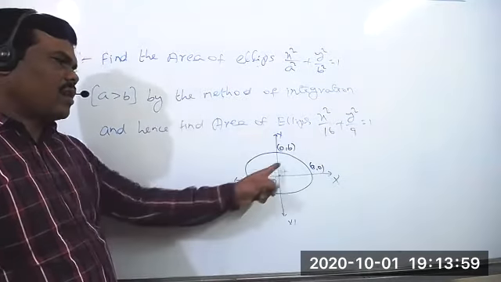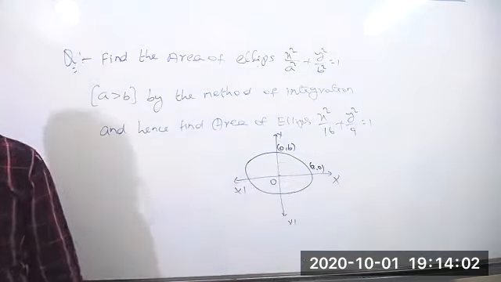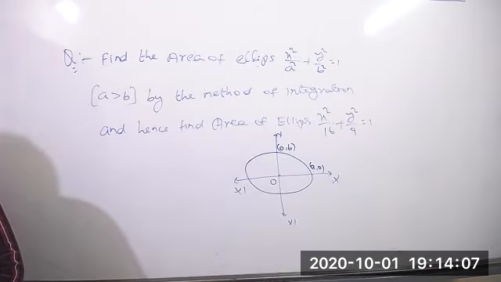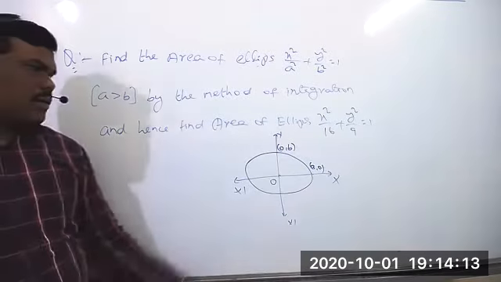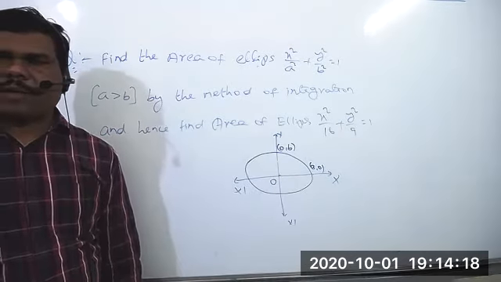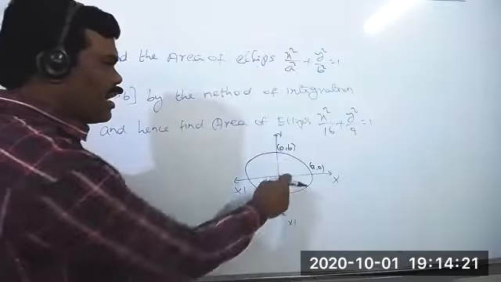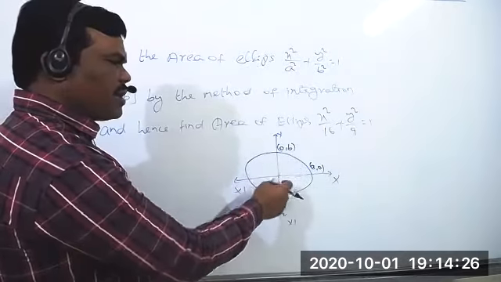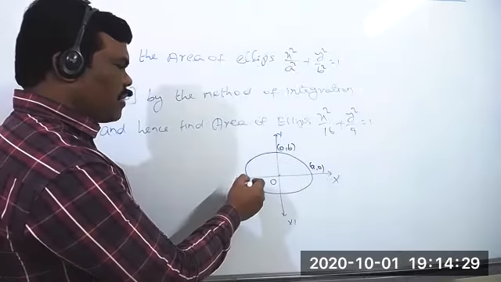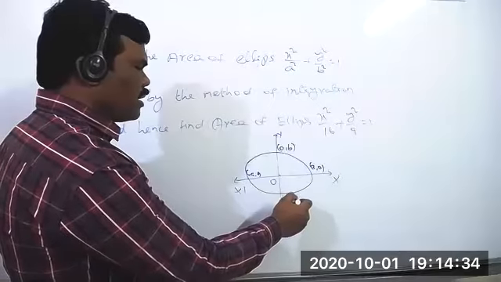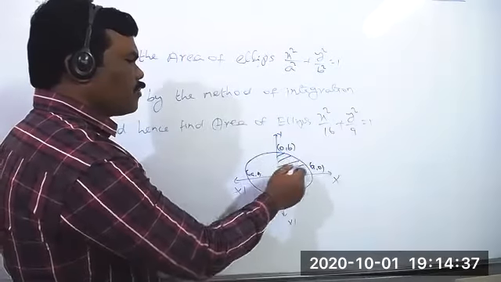And one more thing: are all these 4 parts equal or different? That also is more important to us. Same. You can take them as same, because from the center to the ellipse, whether taken horizontally or vertically, the distance will always be equal. So this is minus a comma 0, and this is 0 comma minus b. All 4 parts will be the same.